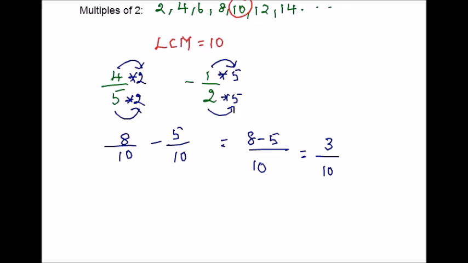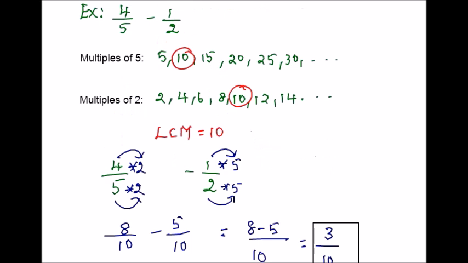If possible, we can reduce the answer to its lowest terms. There is no common factor between 3 and 10. So this should be the lowest term. So this is the final answer for this problem. Hope you're clear with this example.